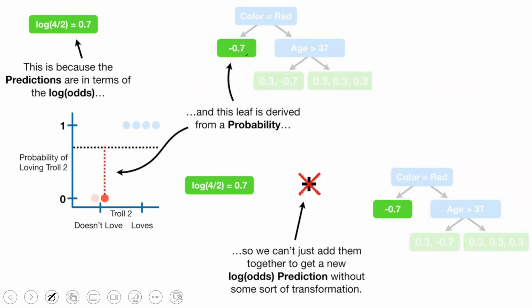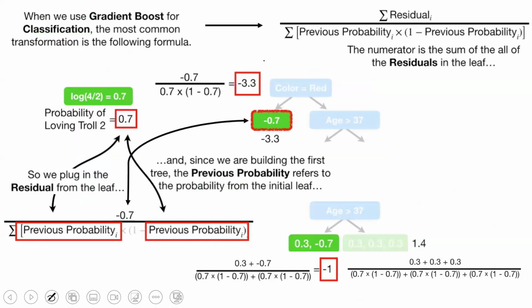So these leaves are derived from the probabilities, right? As I told you, you cannot directly just add the log of odds prediction without some sort of transformation. You need to transform all these values. As these are calculated from the probabilities, you need to do some sort of transformation, because every prediction is in terms of log of odds, right? So you need to transform the probabilities.